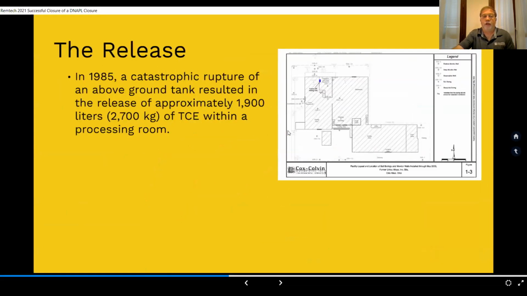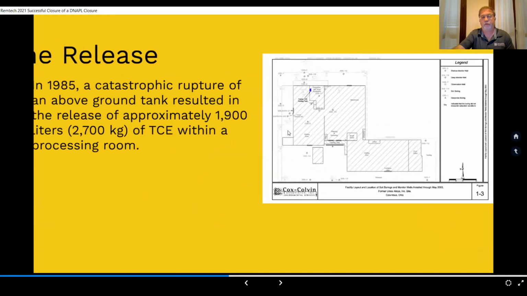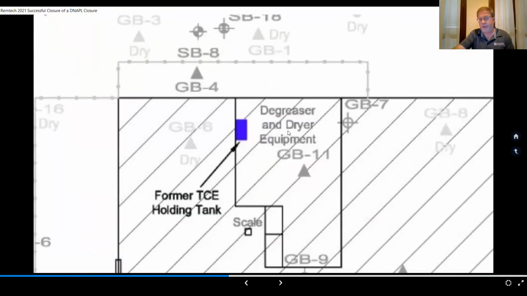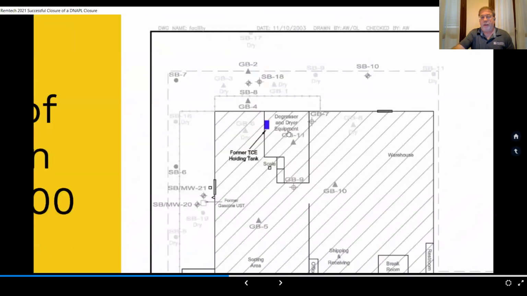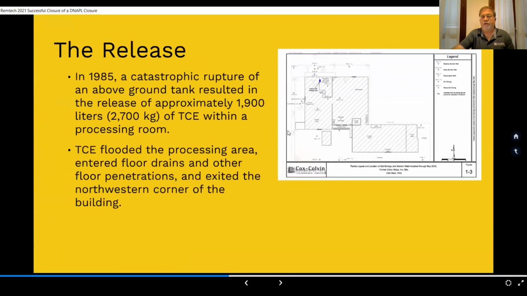So the release in 1985, there was a catastrophic rupture of an above ground storage tank that released approximately 2,700 kilograms of TCE within a processing room. So this is a zoom into where that tank sat. The TCE flooded the entire process area and entered floor drains and other floor penetrations, and it actually exited the building and ran across the surface of the ground.